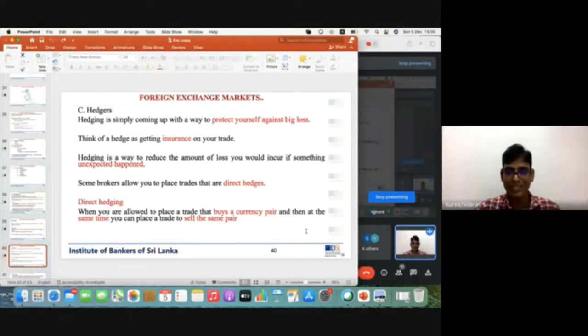But if your dollar liabilities are higher than your dollar assets, then you are short. That is what we call net open position. If you have an open position, are you running at a risk or not?